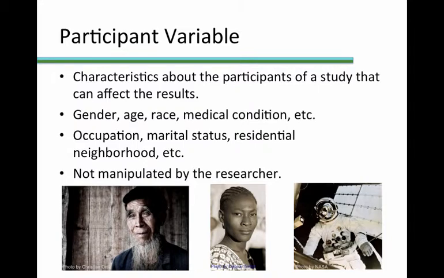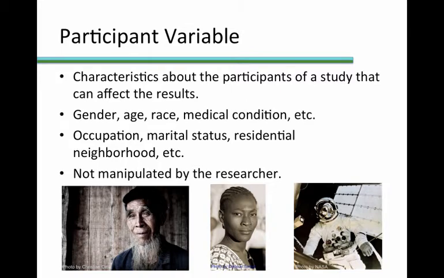One word of caution when identifying independent from dependent variables. A third type of variable easily mistaken for an independent variable is what is called a participant variable. These variables are characteristics about the participants of a study that can affect the results, such as gender, age, race, medical condition, or even self-selected characteristics like occupation, marital status, and residential neighborhood.